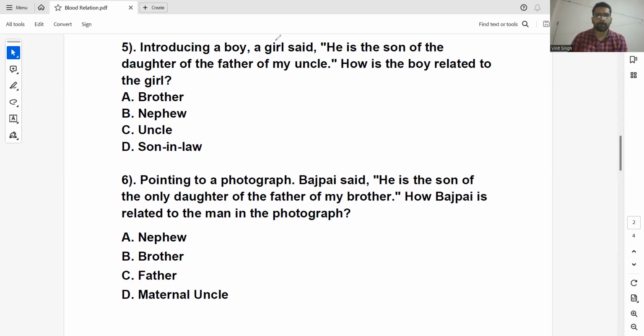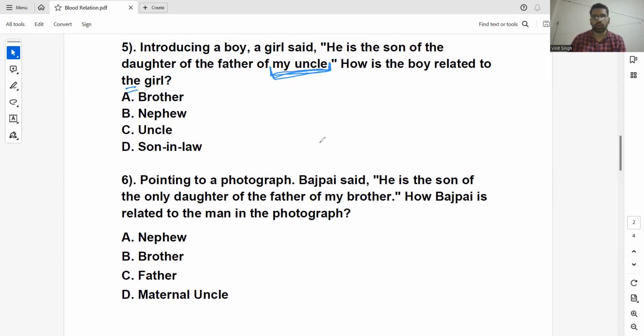Introducing a boy, a girl said, "He is the son of the daughter of the father of my uncle." How is the boy related to that girl? He is the son of the daughter of the father of my uncle. My uncle. Clear. First of all, we will start from my uncle.